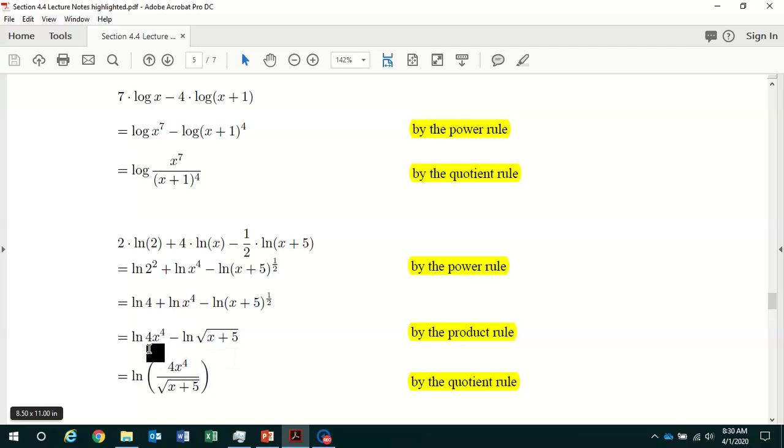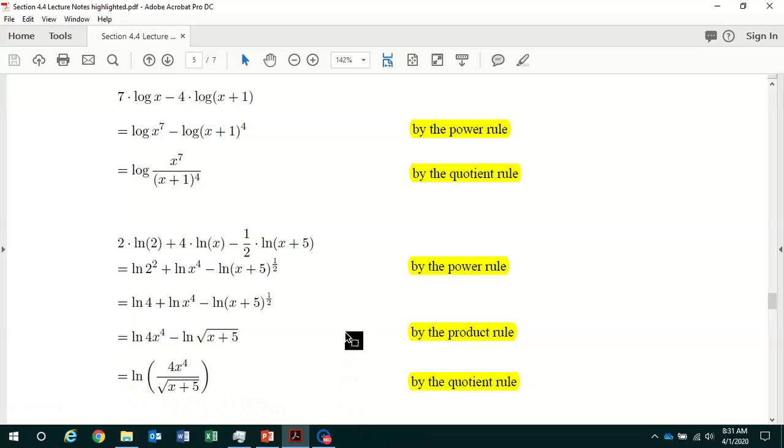And lastly, we have a difference of 2 logs now in the same base. So using the quotient rule, 4x to the 4th goes in the numerator, square root of x plus 5 goes in the denominator. So the natural log of 4x to the 4th minus the natural log of square root of x plus 5 is equal to the natural log of 4x to the 4th over the square root of x plus 5. So this sum and difference of logs up here is equivalent to this single logarithm down here.